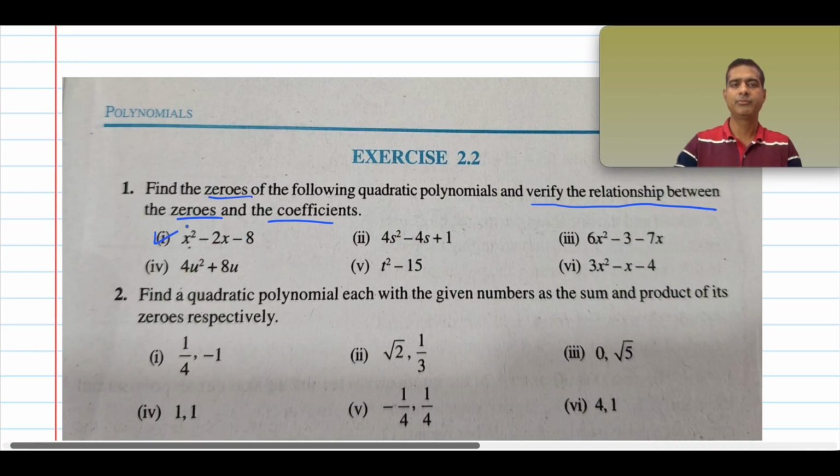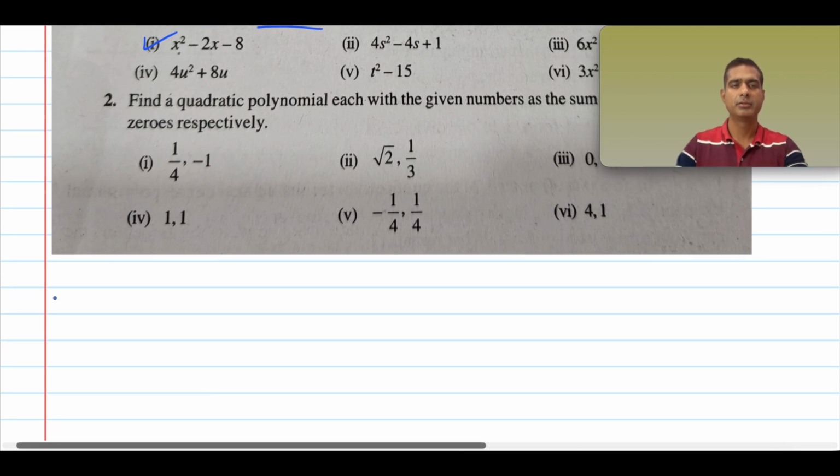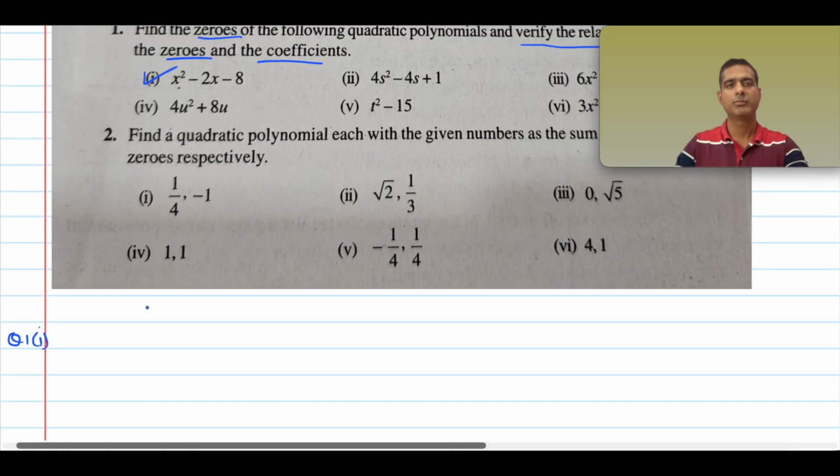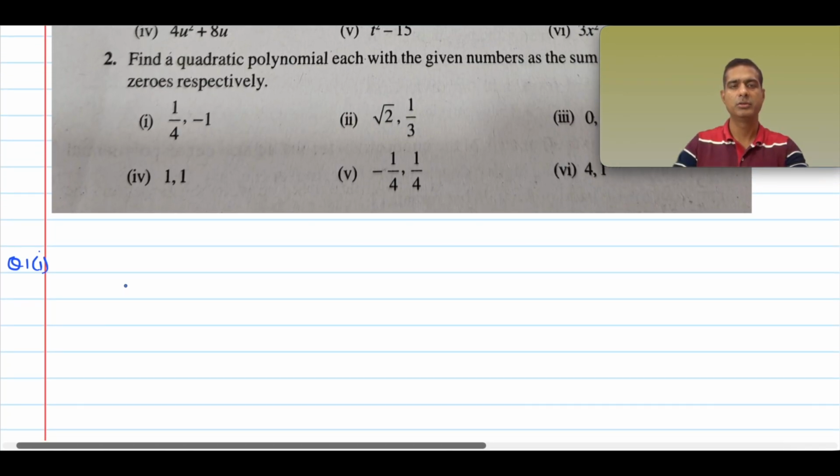So let us try the first part of this. Question number 1, part 1. The polynomial given is x square minus 2x minus 8. We have to find the zeros of this polynomial. So to find the zeros of this polynomial, I have to equate it to 0. So x square minus 2x minus 8 is equal to 0.